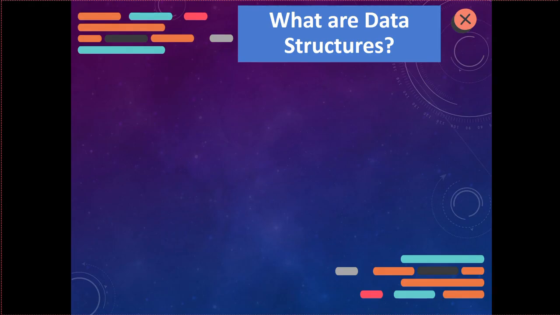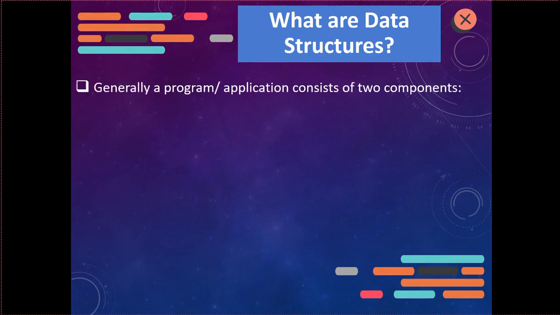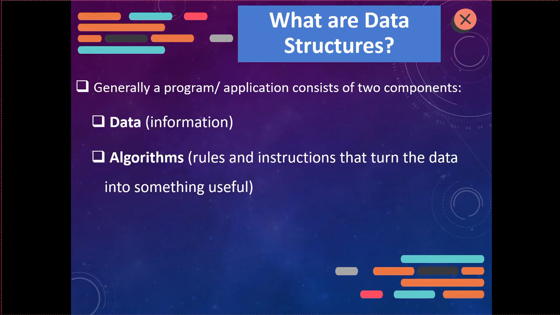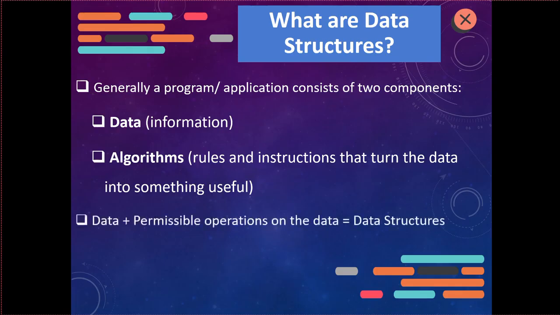So what are data structures? Generally, a program or an application consists of two components, that is the data part and the algorithms part. Data is the information that would be used by the program, and algorithms are the rules or the instructions that turn that data into something useful.